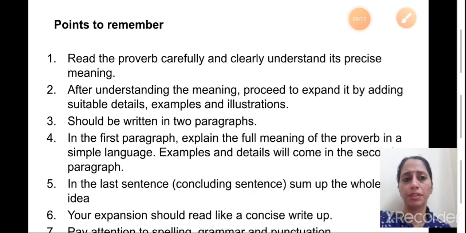What are we supposed to do? First, you have to read the proverb carefully and understand its meaning. Second, once the meaning is understood, we will expand by giving suitable illustrations, examples and details. Again, very important, it should be written in 2 paragraphs. How many? 2. Okay. First paragraph is the meaning, what you have understood from that particular proverb. And second is you will give illustrations, examples, etc.